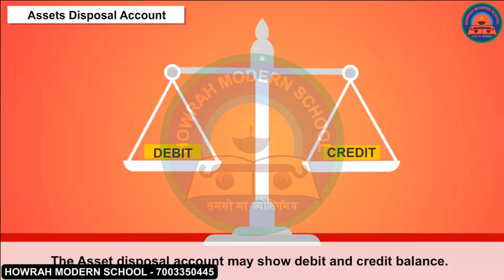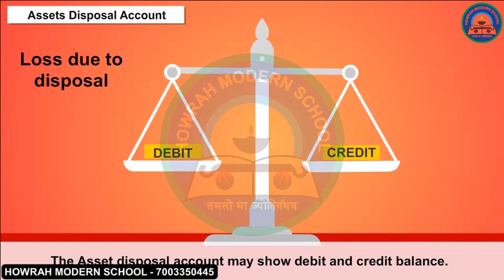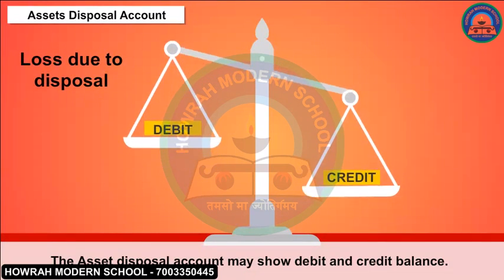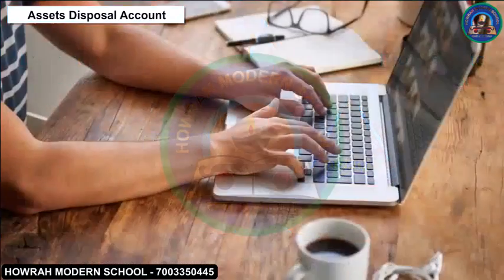In case of loss, profit and loss account debit to asset disposal account. In case of profit, assets disposal account debit to profit and loss account.